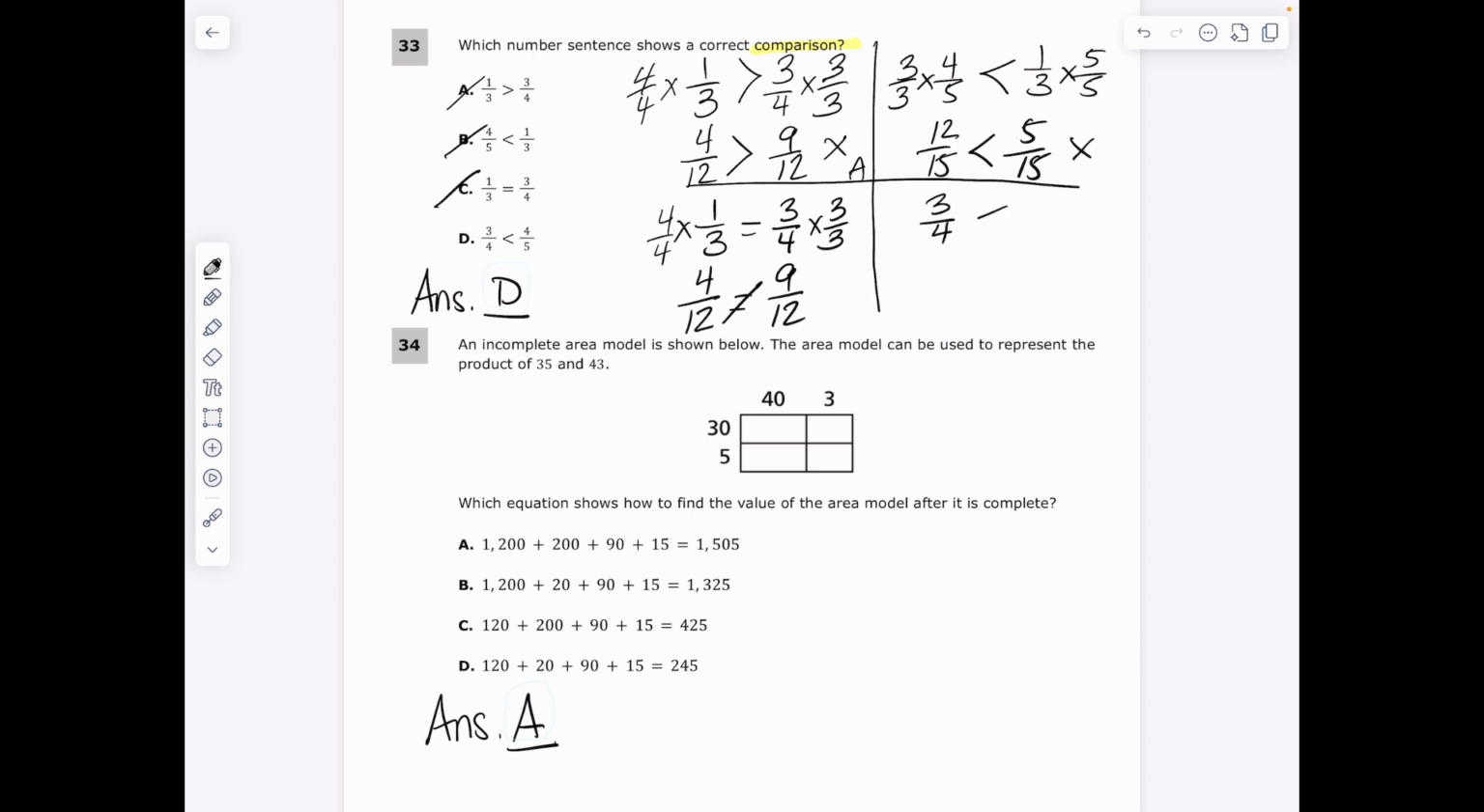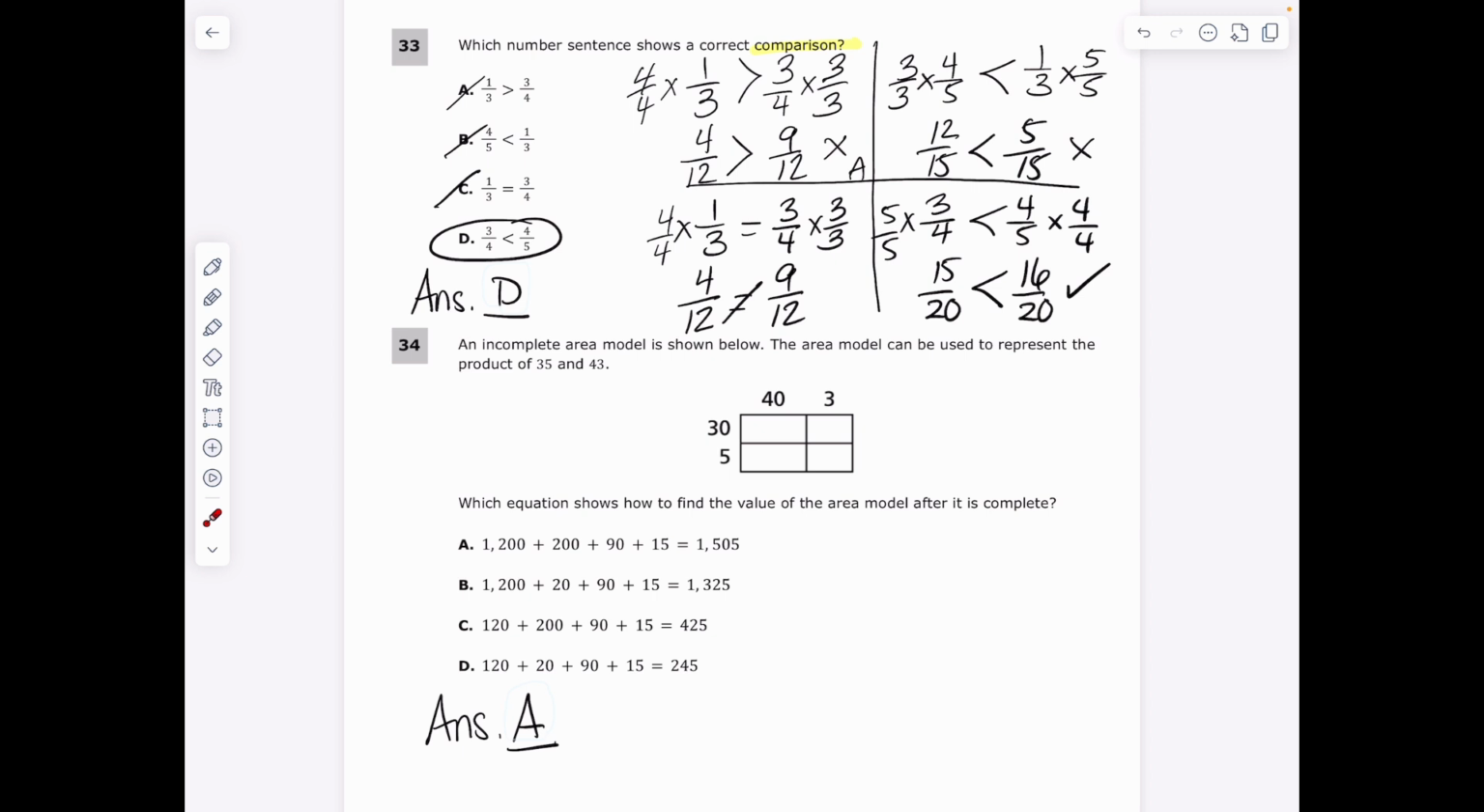And here's my last one. And 5 times 3 is 15 over 20 is less than 16 over 20. That's true. So again, I'm always using the opposite denominator to help me figure out how to multiply and how to compare these fractions.